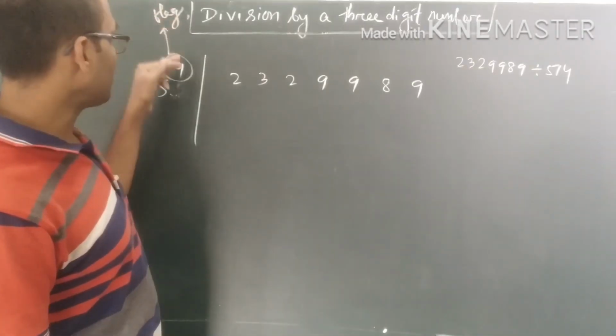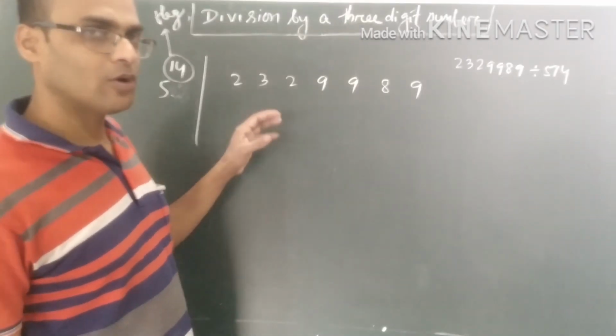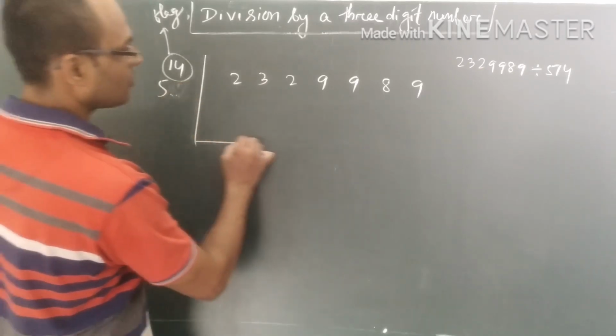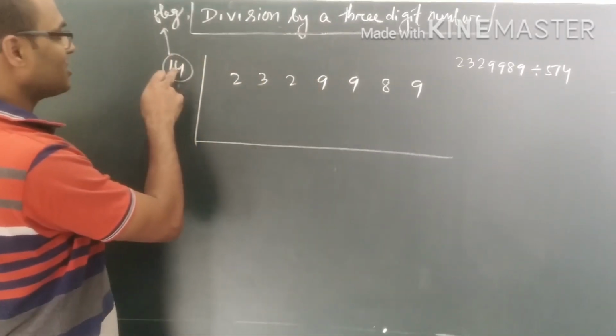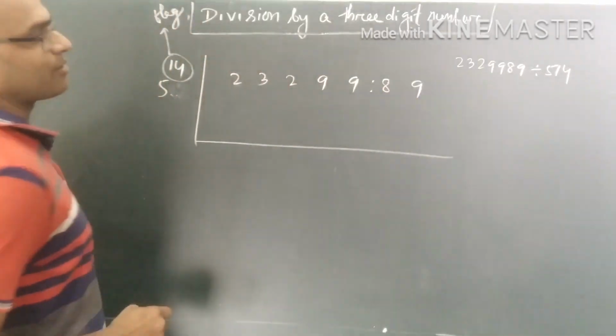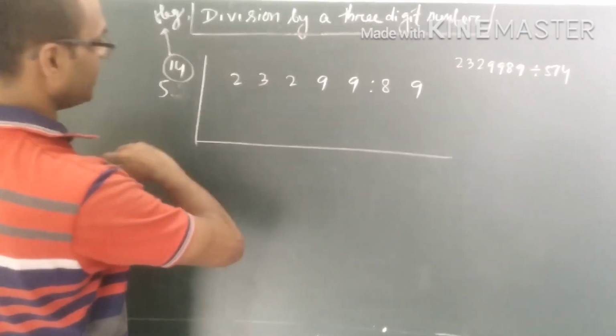For a flag digit of a single digit, I have already uploaded a video. Please go through it. Now, since the flag is of 2 digits, you put a semicolon just before 2 digits from the right. Now, the first pair is 23.